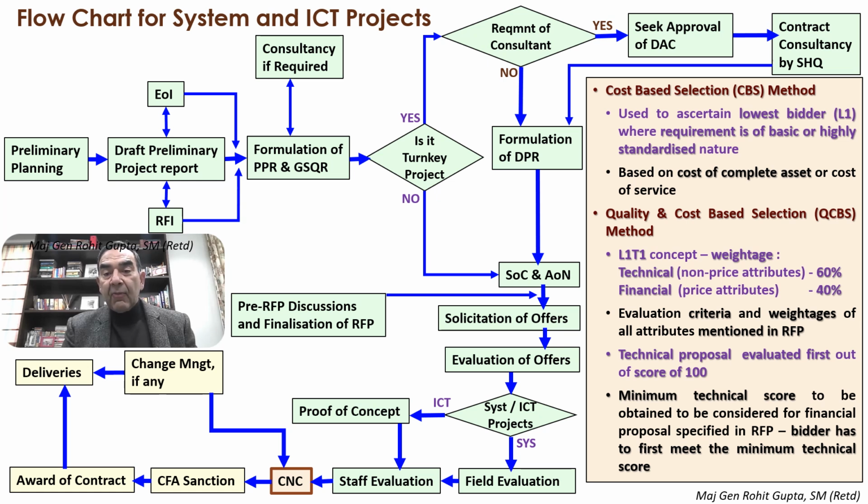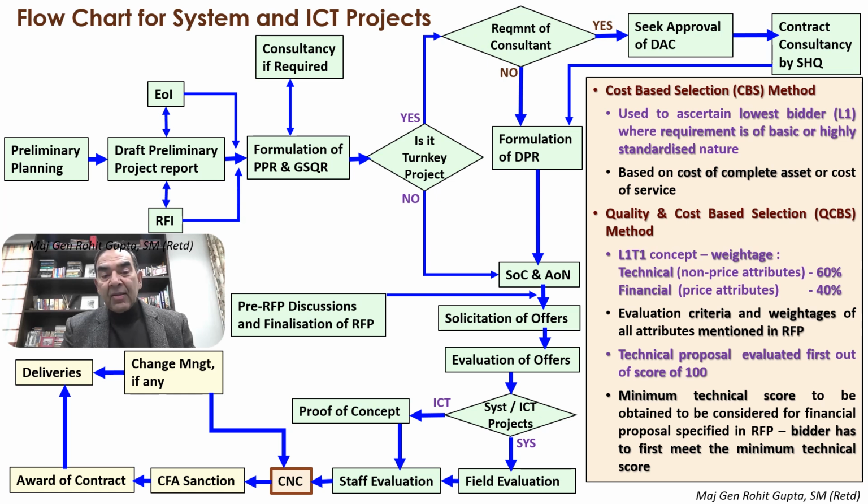The first one, the cost-based selection, is the normal method in which the lowest bidder gets the contract. Where the requirement is of basic or highly standardized nature, the CBS system is adopted, which is the normal thing of giving the lowest bidder the contract. It is based on the cost of the complete asset or the cost of service. Now, where this chapter has a new system introduced is the quality and cost-based selection, QCBS method, which is colloquially called the L1 T1 concept.